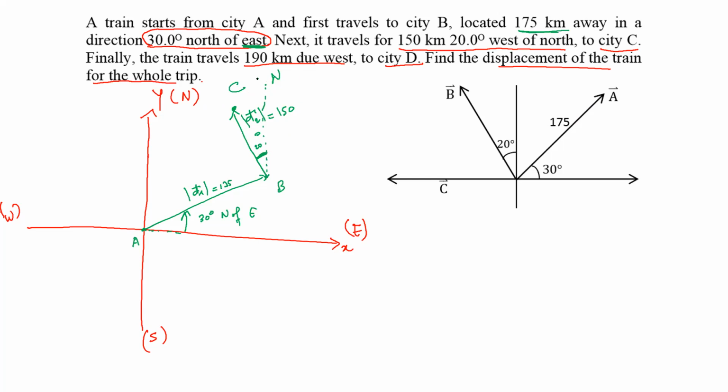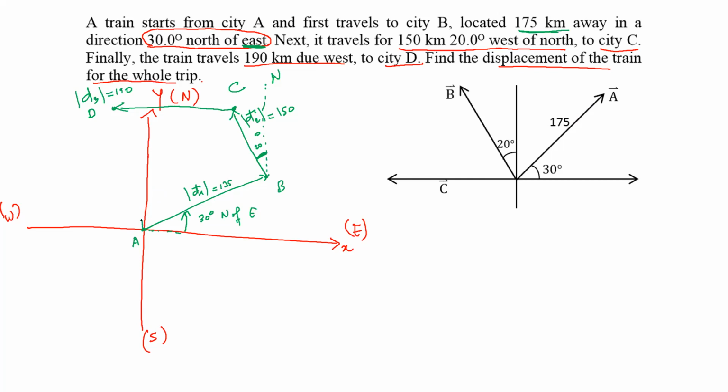And then the train travels 190 kilometers due west, meaning from here, I go due west. Okay, so that means I go for a third displacement here, due west, in the direction of west. So this is D3. What is the magnitude of D3? 190. Okay, what is the direction? It's in the west direction, basically in the negative x direction. So city D is at the end. This is city D. Now the question is, find the displacement of the train during the whole trip.